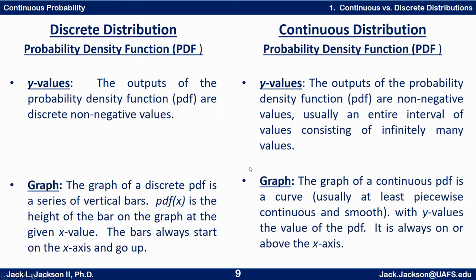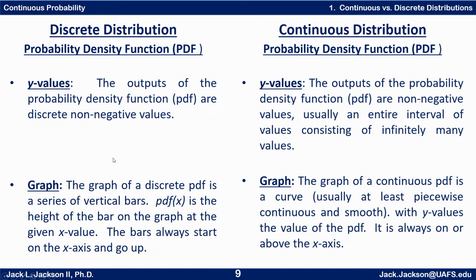Now, what about the PDF, the probability density function? Okay, well, in the discrete case, the outputs of the probability density function are discrete non-negative values. In the continuous distribution, the outputs of the probability density function, PDF, are again non-negative values. So that's the same. But they're usually an entire interval of values consisting of uncountably infinitely many values, usually for these different y values, at least in most cases.